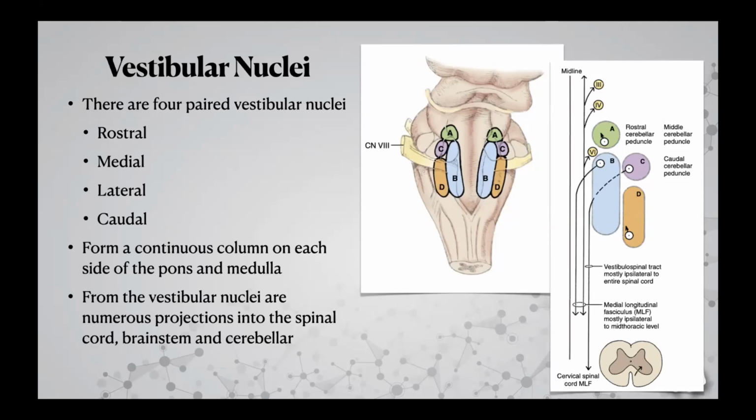From the vestibular nuclei are numerous projections into the spinal cord, the brainstem, and the cerebellum. That is how your balance system coordinates with the movement of your eyes, your neck, your head, and the rest of your body. There are also projections into the front part of your brain for conscious awareness of where your limbs are. At any given moment, you may not be thinking about it, but you know exactly where your arms and your legs are and the position of your body, so you can adjust accordingly.